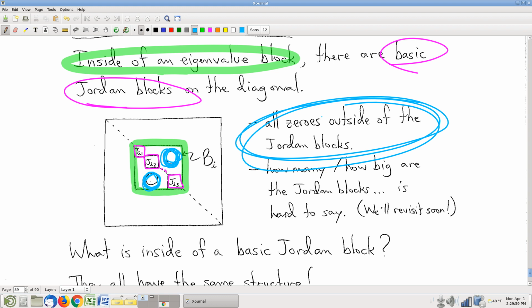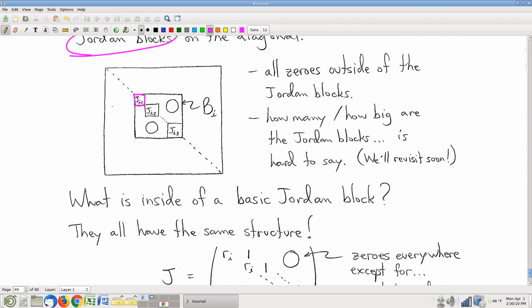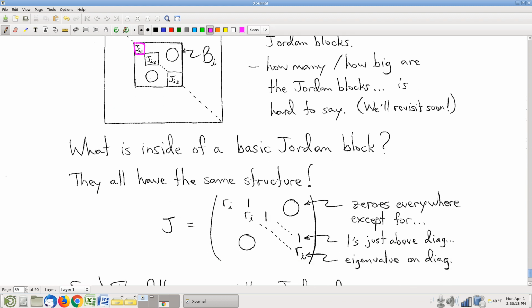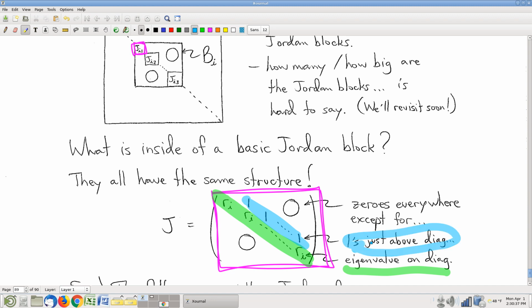The very last thing I'm going to be able to talk about here is just looking at the basic Jordan blocks. Turning up the magnification on our chemistry just a little bit more, inside of a basic Jordan block, such as that one, it's always the same structure. Keep in mind, we're talking about a block on the diagonal. We've already agreed that the diagonal entries are the eigenvalue. So the eigenvalues are on the diagonal, and the only other non-zero entries are ones immediately above the diagonal. Everything else is zero.